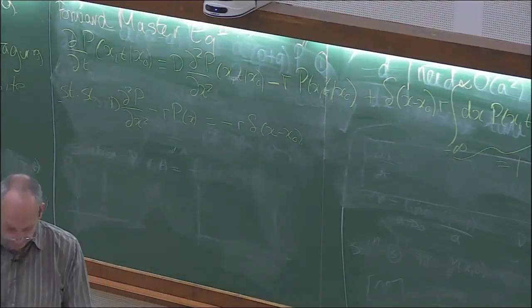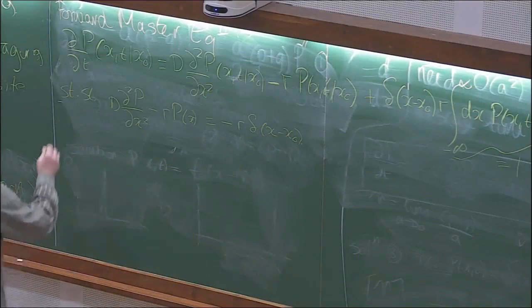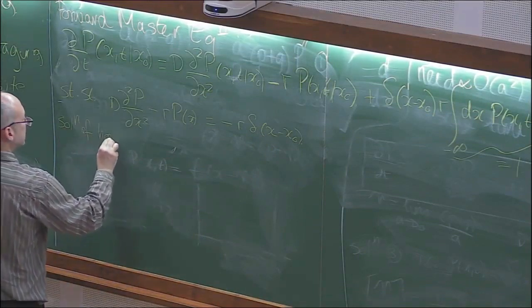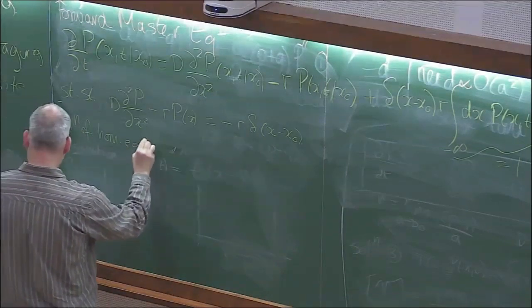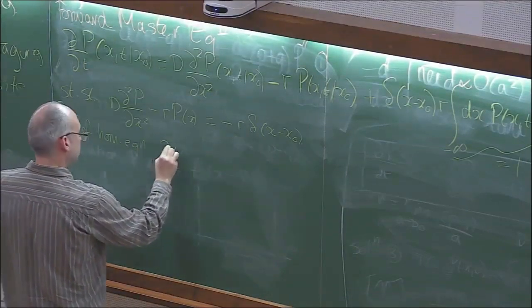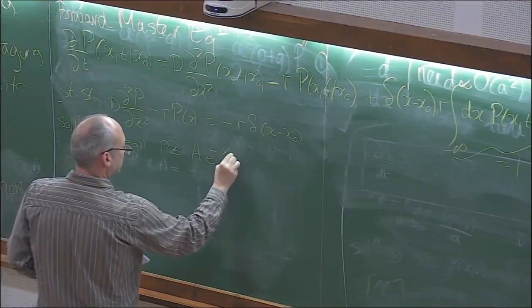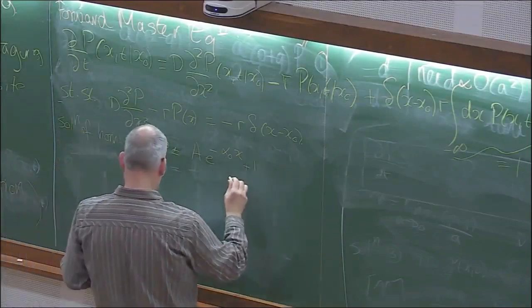So the solution of the homogeneous equation would be P equals some constant A, e to the minus alpha naught x, plus B, e to the plus alpha naught x.